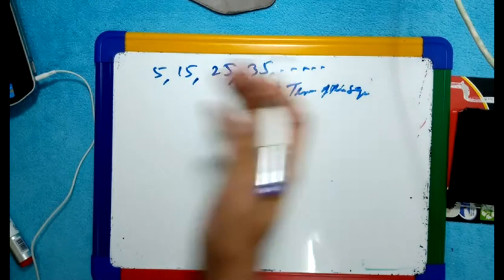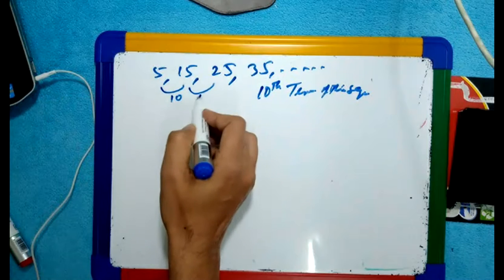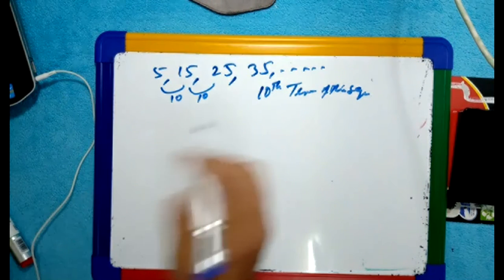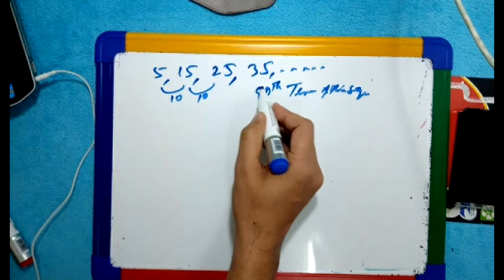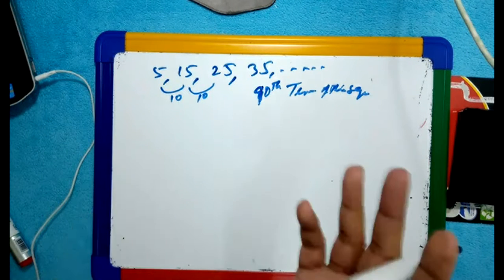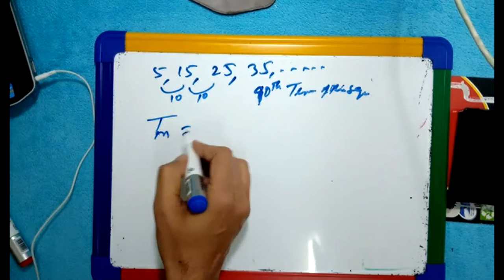So you can count the difference. How much is the difference? 10. You increase by 10 each time and you get it. But if they ask for the 90th term, you will be confused. In the paper, you cannot go until the 90th term with a difference of 10 each time. So you find the nth term, that is called Tn.